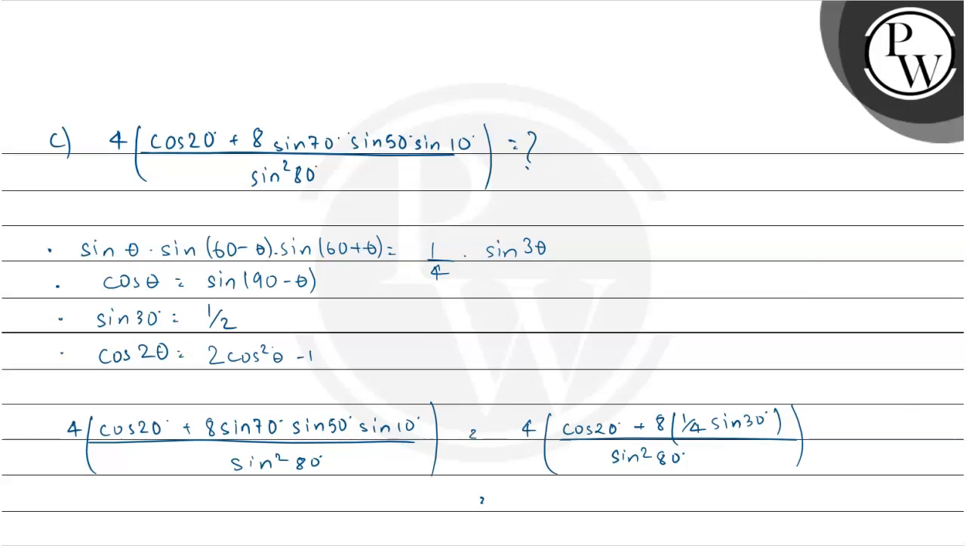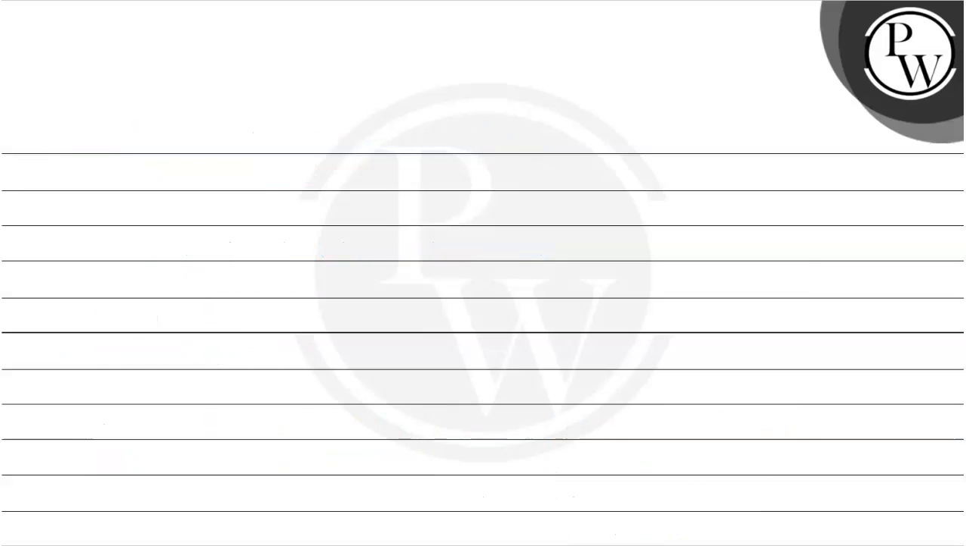This is written as 4 times cos of 20 degrees plus 8 times 1 by 4 is 2, and sine of 30 degrees is also 1 by 2, and the denominator remains the same, sine square 80 degrees. So the expression becomes 4 times cos of 20 degrees minus 1 upon sin square 80 degrees.